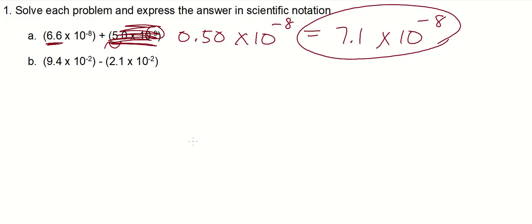Let's get back to our problem. Let's go ahead and do B. In this case, the exponents are the same, so let's say it's easy peasy. 9.4 minus 2.1 is going to be 7.3. You don't need a calculator to do this one. And then just keep that right there. That's your answer because they both have the same level of precision.